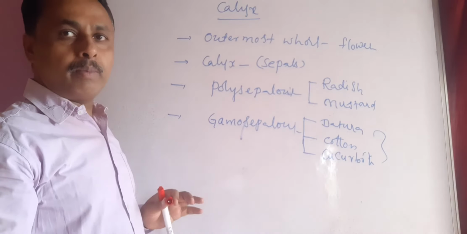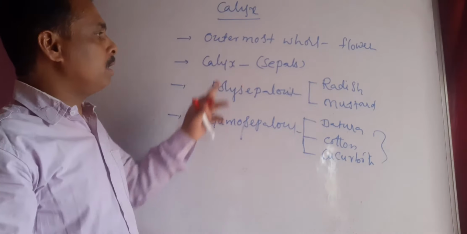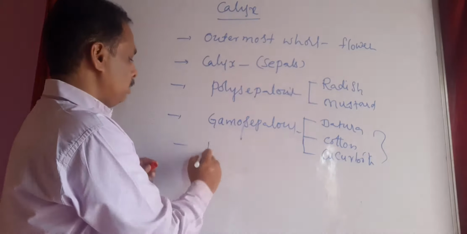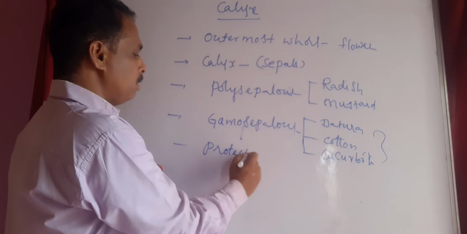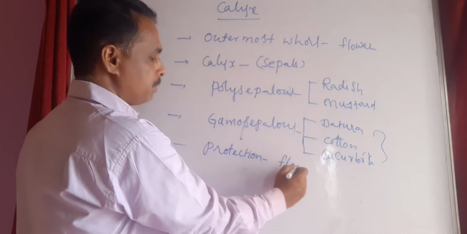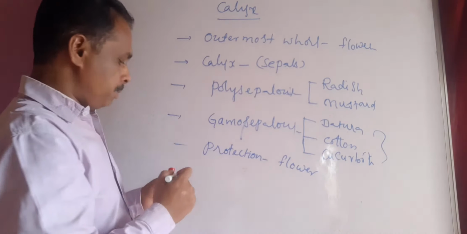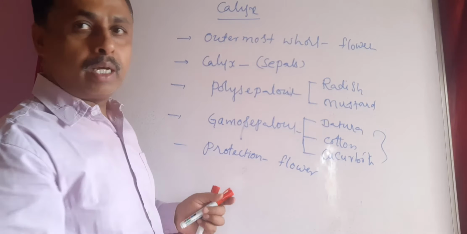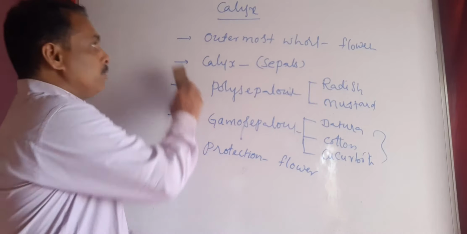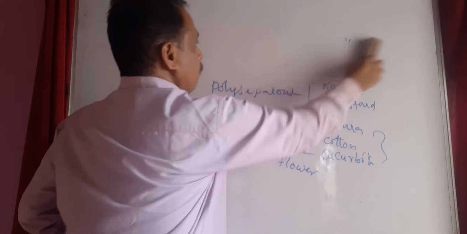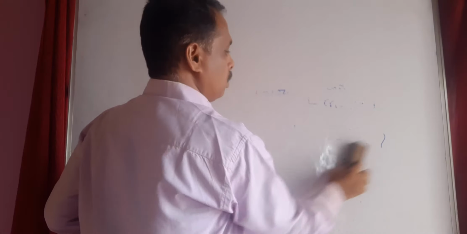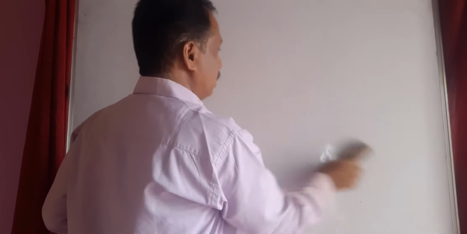So the calyx is composed of sepals. They provide protection to the inner parts of the flower. Right? So this is about the calyx. Next, we will talk about the petals. These two are called accessory organs of a flower.